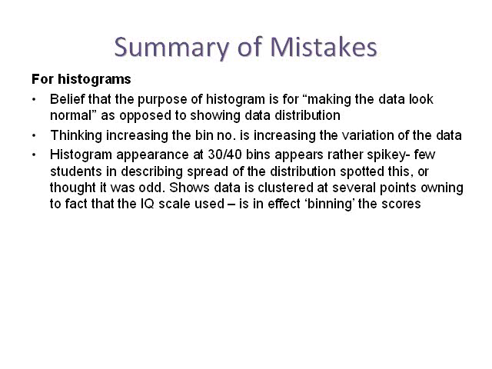The histogram appearance is rather spiky when you've got lots of bins, but very few students describing the spread of the distribution spotted this or thought it was odd. And it is. It shows that the data is clustered at points, and it comes about because the IQ scale is in fact binning the scores. Because they're integer values, people will have 91 or 92 or 93, but they can't have 92.5 or 94.75. So you get this clustering, and you can see that in the QQ plot as well. You see these little step type features instead of the sprinkling effect that you'd get if the scores were coming from a real number distribution.